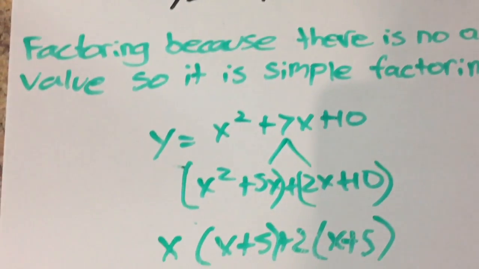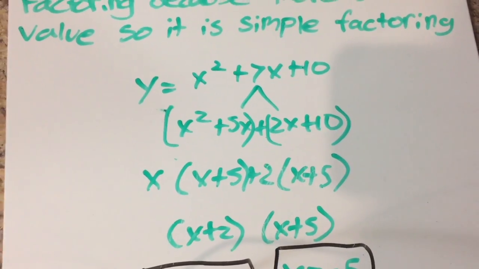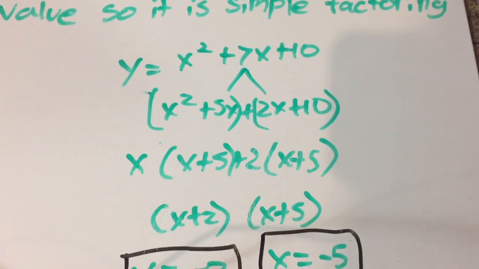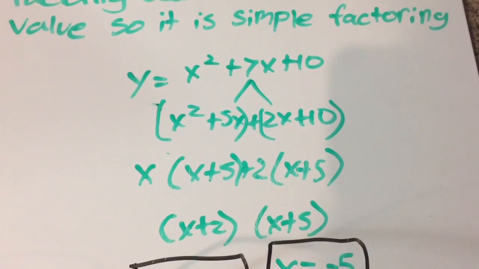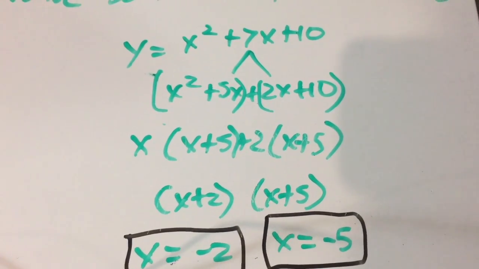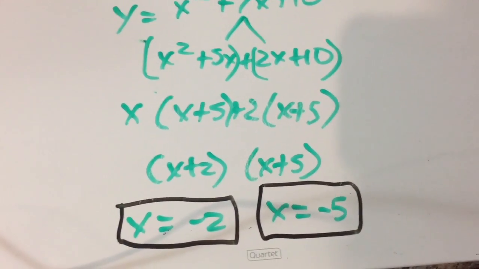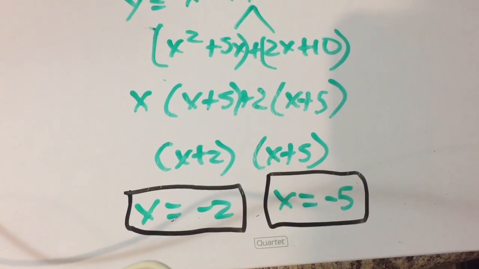Factoring is very simple. You have y equals x squared plus 7x plus 10. So you know 5 plus 2 gives you 7, and 5 times 2 gives you 10. So you have x squared plus 5x plus 2x plus 10, and you factor out x and 2. So you have x plus 2 and x plus 5 as your two factors. So x equals negative 2 and x equals negative 5. And that's how you find your roots.